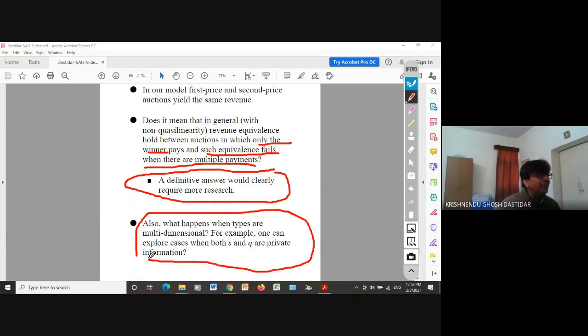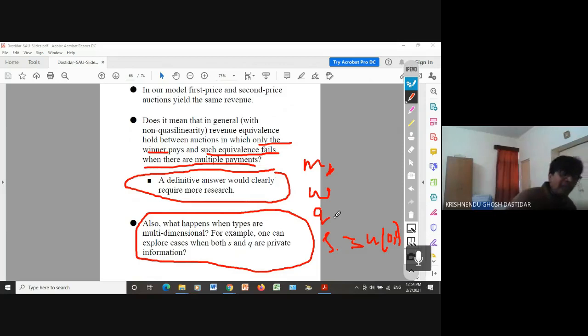Now, this one is a hard research question. What happens when types are multidimensional? We have how many parameters? M, income; W, marginal utility of X when you don't consume Y; Q, marginal utility of X when you consume Y; and S, which is equal to U01. We took each one of them one by one. What happens when S is private information? What happens when M is private information? Now, what if more than one is private information, so that the types are multidimensional? I have not done it. There are four things. You can start with a couple of them.